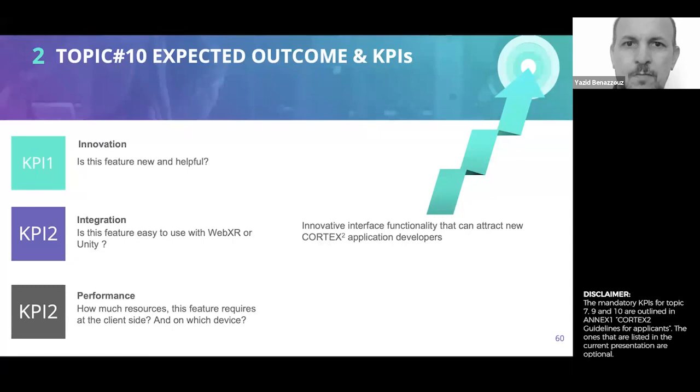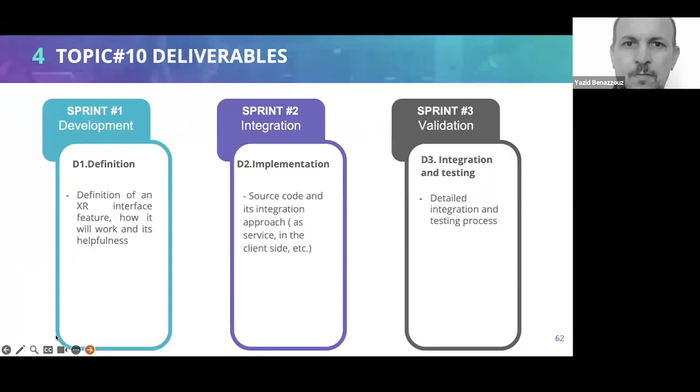applications. And so we are here at the last slide, which is the deliverables that you have to prepare. The first one is the definition of the XR features that you will develop, and you have to argue for the helpfulness of these features. Then the implementation code is the second deliverable, and the last one is the detailed integration process.